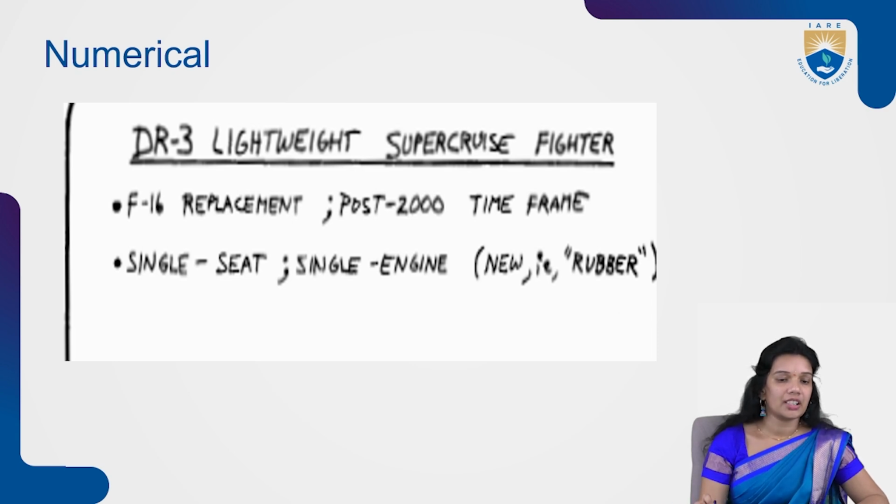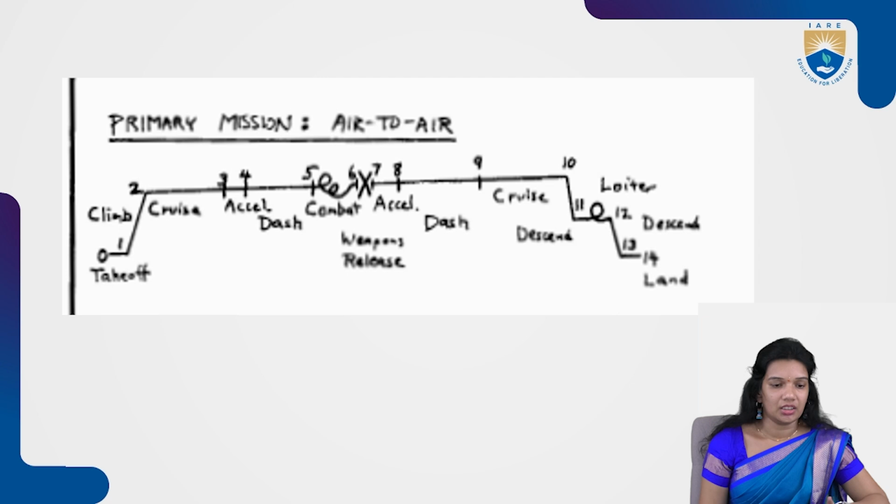In the last class we have seen all the formulas and how to do certain estimations, all the different parameters we have studied. So today we will be seeing a problem on how to refine that particular size by considering a weight drop or a payload drop. So, DR3, a lightweight super cruise fighter. This has been taken from the Raymer textbook, right? You can see that. A lightweight super cruise fighter has been taken, and this particular mission profile has also been given.